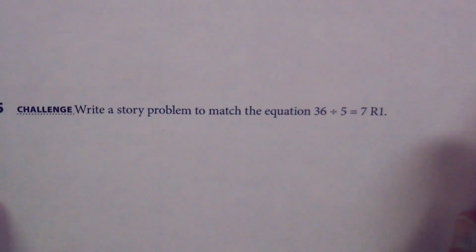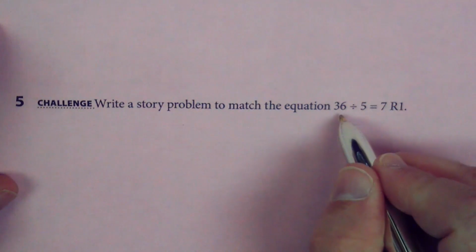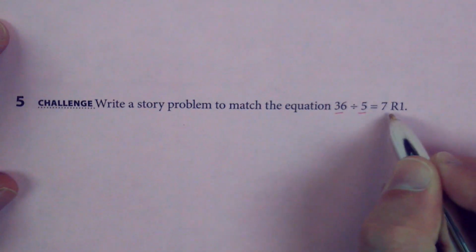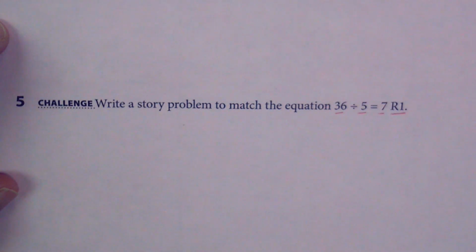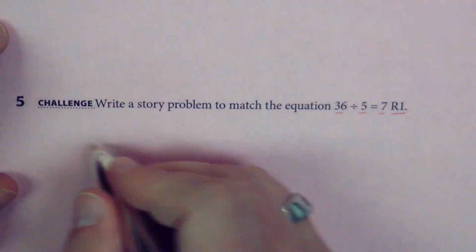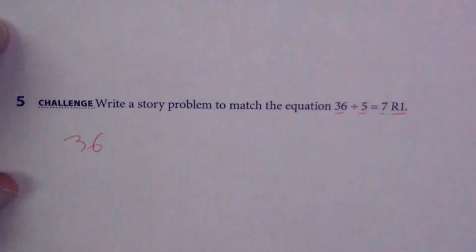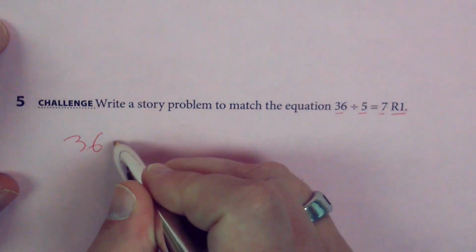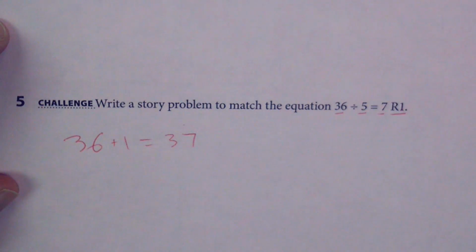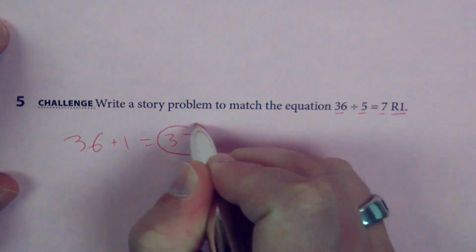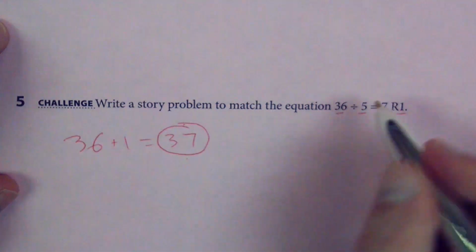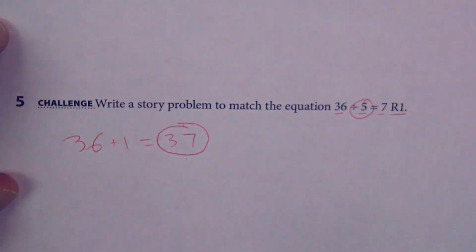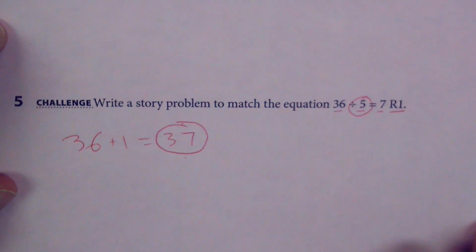Now, our challenge, oh goodness gracious, extra credit to you if you can write a story problem to match this equation. 36 divided by 5 equals 7, remainder 1. Okay? So obviously you have to have 36 of something. Plus this remainder 1, which is 37. So your story problem has to talk about 37 and needing to split it up into 5 equal groups. Okay, that's a pretty big hint.